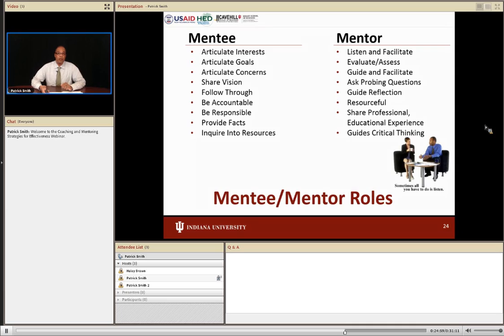Now, we won't spend a great deal of time discussing the mentees' roles because we're going to do that in next week's webinar. However, it's very important to be able to line up the mentees' roles as well as the mentor's role, compare and contrast the two. As you can see, the mentor really does focus on teaching. It really does focus on, as you can see, through the various bullets, listening and facilitating.